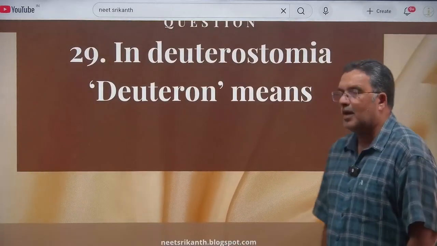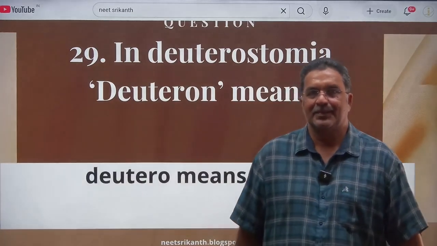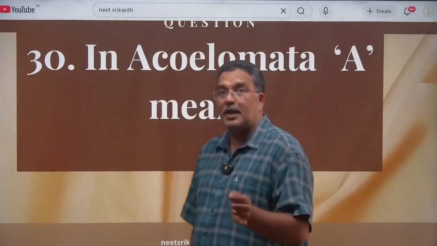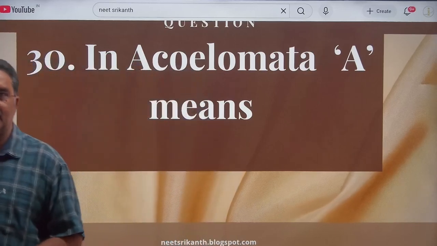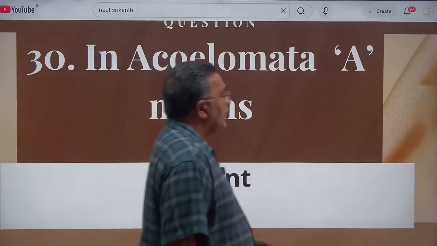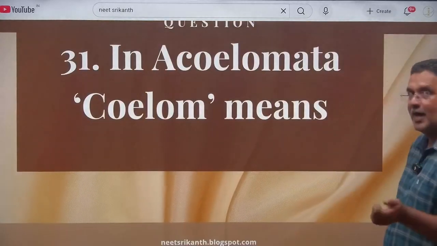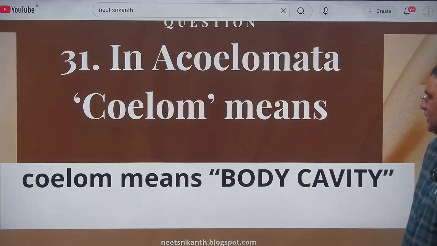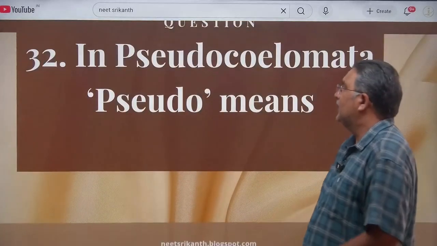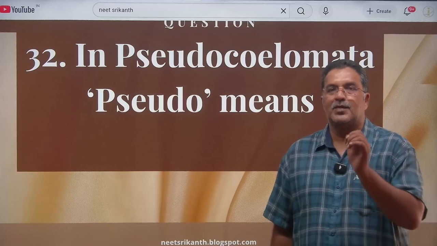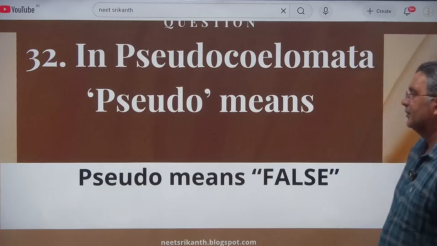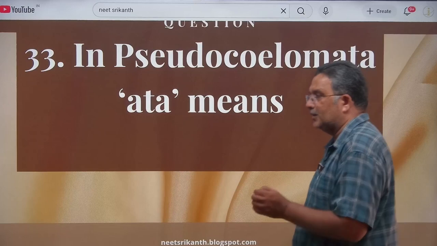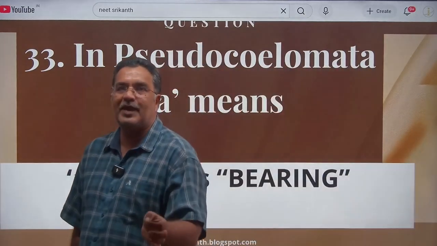In Deuterostomia, deuteron means next. In Acoelomata, A means absent, and coelom means body cavity. In Pseudocoelomata, pseudo means false, so false body cavity. Next, in Acoelomata and Pseudocoelomata, we are saying 'ata', isn't it? 'Ata' means bearing or having.